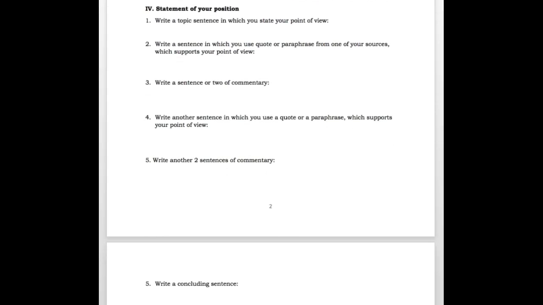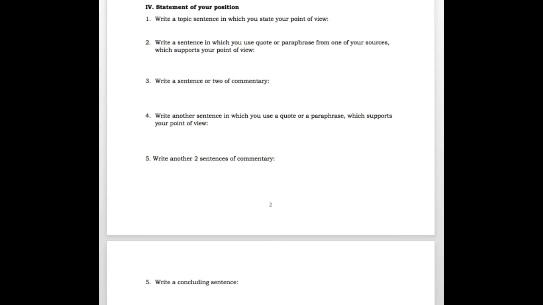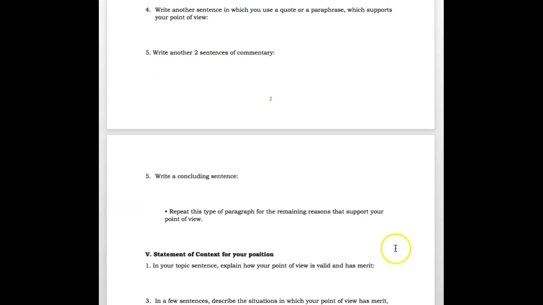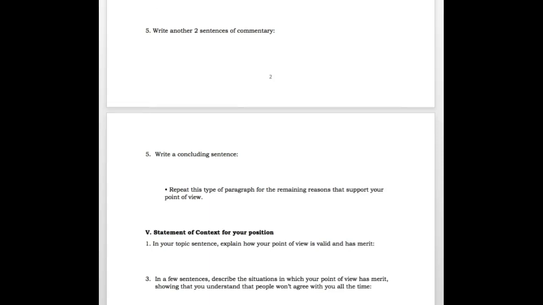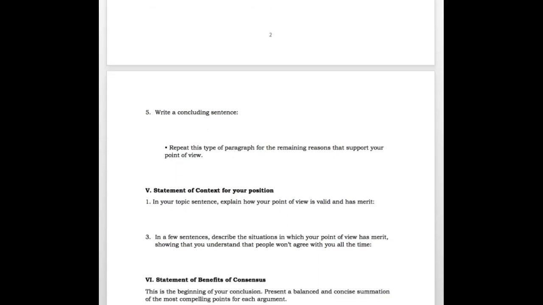Then step 4 is the statement of your position. So again, you're going to write a topic sentence in which you state your point of view. Write a sentence in which you use a quote or paraphrase from one of your sources which supports your point of view. Write a sentence or 2 of commentary. Write another sentence in which you use a quote or a paraphrase which supports your point of view. And write another 2 sentences of commentary. And write a concluding sentence. And again, you will repeat step 4 for as many times as you need to. You might have 2 or 3 paragraphs written under step 4.